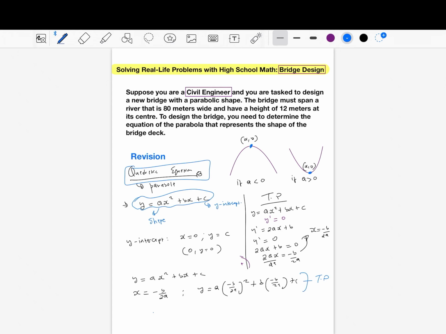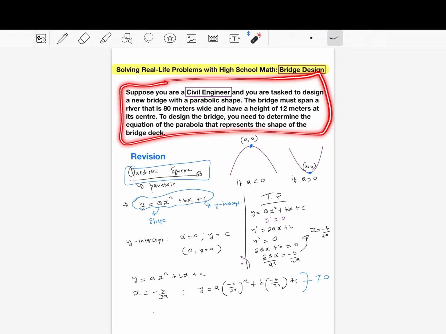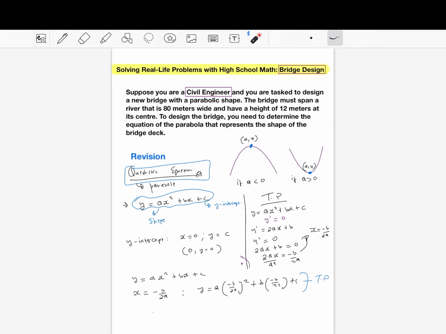Now, if you understand this, we are ready to answer this question. And if you don't understand what I just shared with you, please make sure that you write your comment, and I'll be able to answer your comment back.